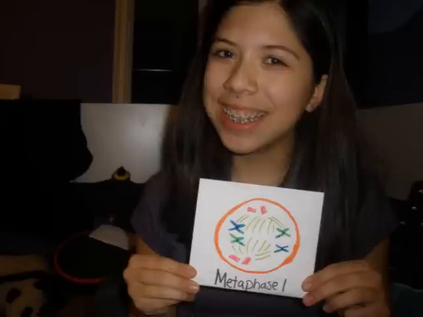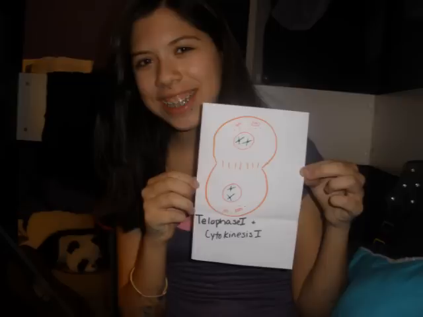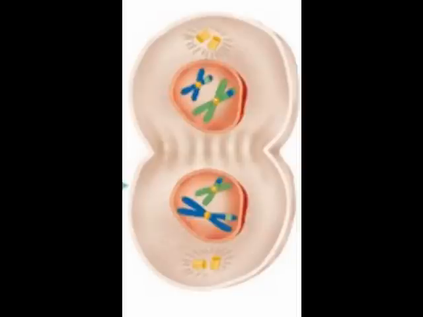In Metaphase, when the TETRADS line up along the midline of the dividing cell, spindle fibers attach to the centromere. Then along comes Anaphase I. Each homologous chromosome moves to opposite sides, and this is called independent assortment. In telophase I and cytokinesis I, the chromosomes reach opposite sides, and then cytokinesis starts to happen.